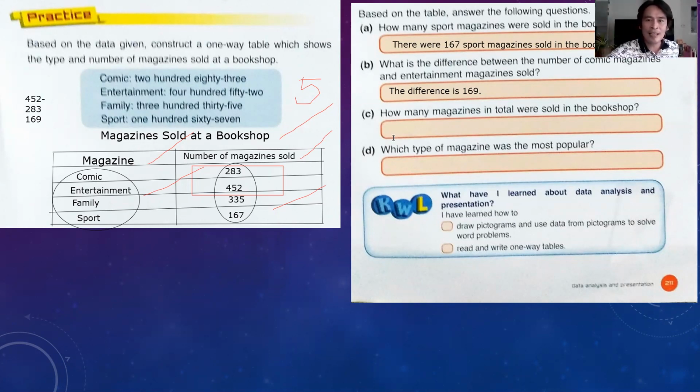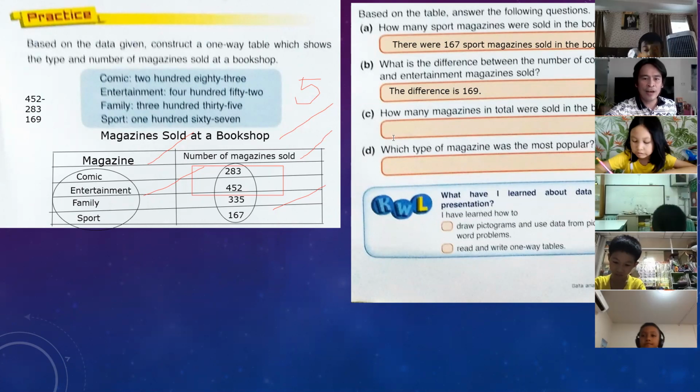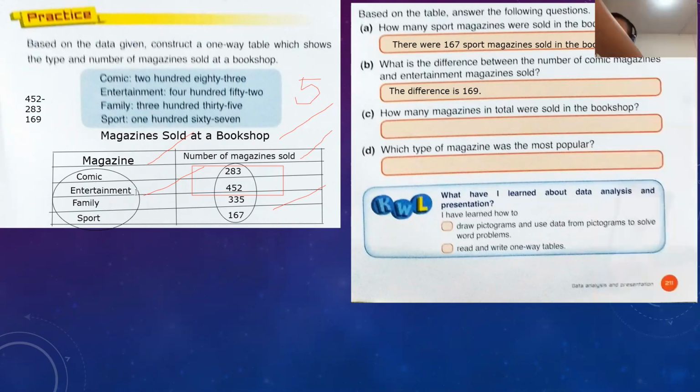Okay, next letter C. How many magazines in total were sold in the bookshop? Do you have an answer for letter C? I will just give the chance to others. Okay, you give chance to others. Okay, so let's answer. May I drink my water? Okay, yes, you may. So Teacher Chris is going to answer because you are busy writing the answers.